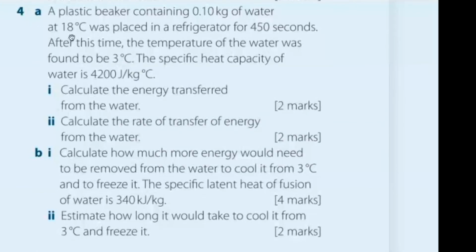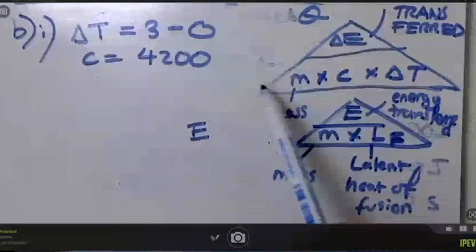So it was just hot water or mildly warm water, room temperature, to a colder, lower temperature of 3 degrees, but it was still liquid. So we can just use the specific heat capacity equation. However, in part B, not only is there a temperature drop of 3 degrees to 0 degrees, but additionally we're changing state. So we've got to use two equations. This is the first equation I'm going to use, and this is the second equation.